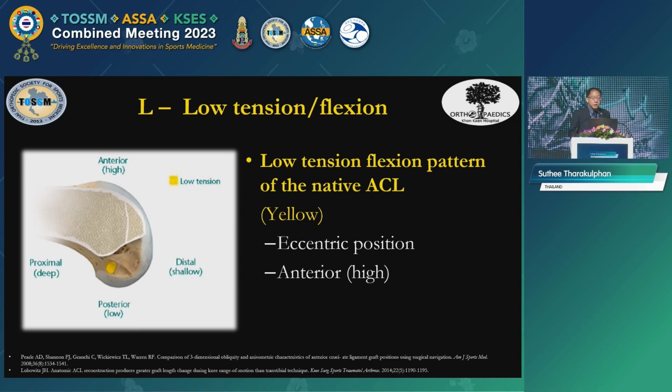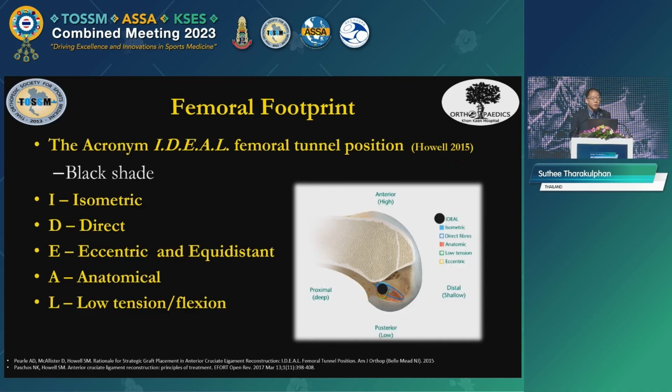From the literature above, the low tension flexion pattern of the native ACL should be represented by the yellow shade, located in an eccentric position in the anterior region of the footprint. So from all of the above, the acronym ideal femoral tunnel position should be represented by the black shade, that should be located more anterior in the posterior region and not outside the footprint.